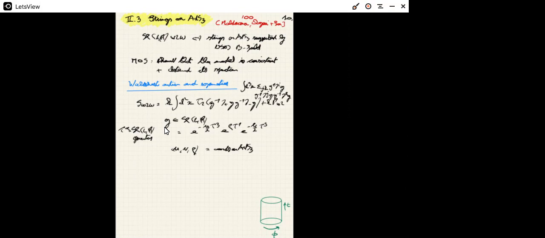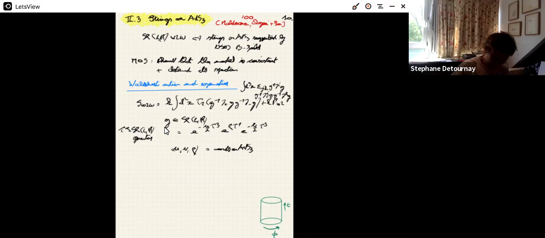So u, v, rho are coordinates on AdS3. So u, v are t ± phi, and x^± are coordinates on the worldsheet. And so this describes string propagation on the Killing metric of SL(2,R), which is given by minus cosh^2 rho dt^2 plus d rho^2 plus sinh^2 rho d phi^2. And I will mostly note that G is SL(2,R).